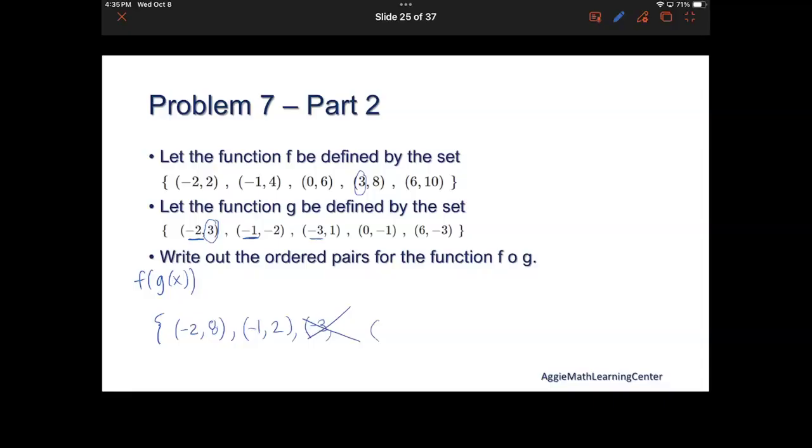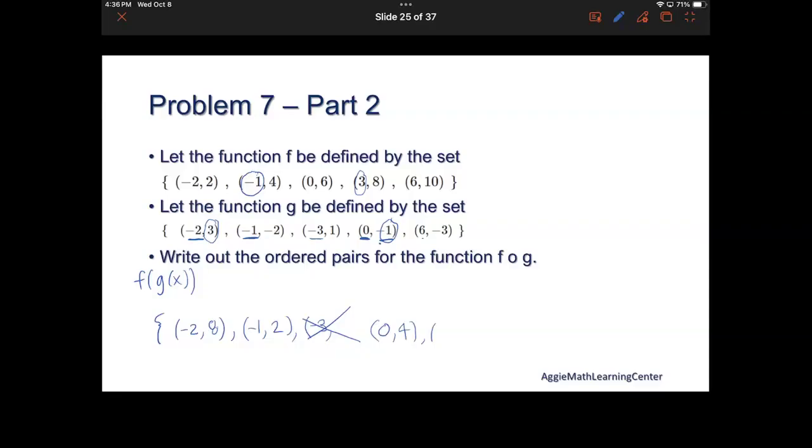Okay. I'll do the next one. At inputs of 0, I have an output in g of -1. Oh, I broke my own rule. I have an input of -1 in f, so we're in business. And so at inputs of 0, my output in the function f composed of g is 4. Because I went 0 has an output of -1 in g that matches with the input in f, which gives me an output of 4.